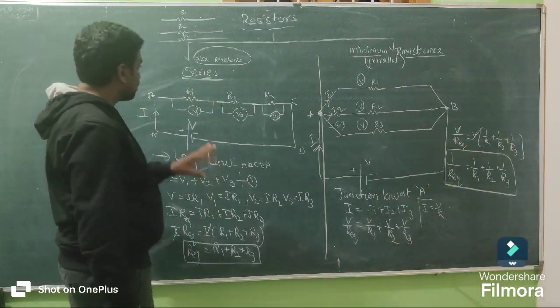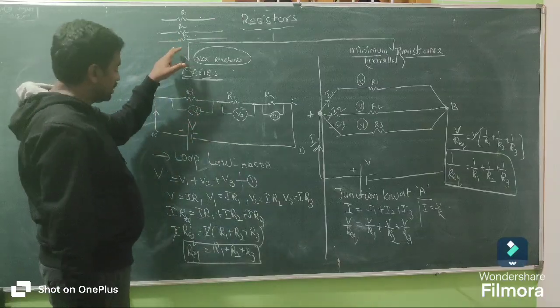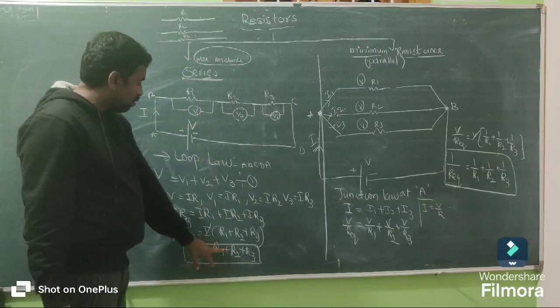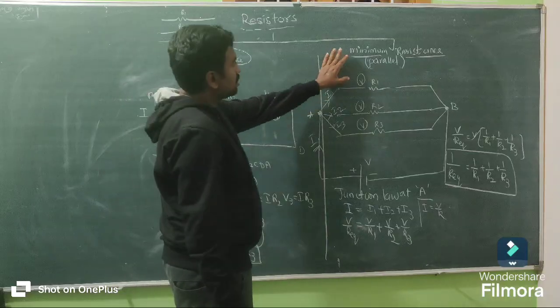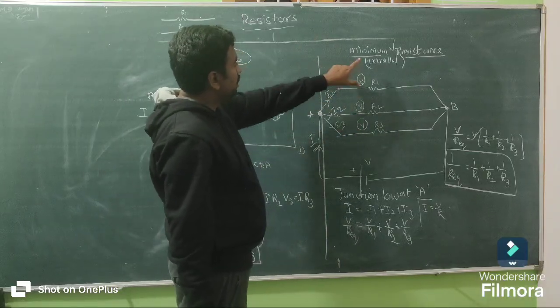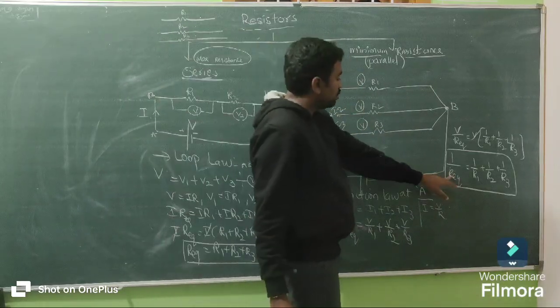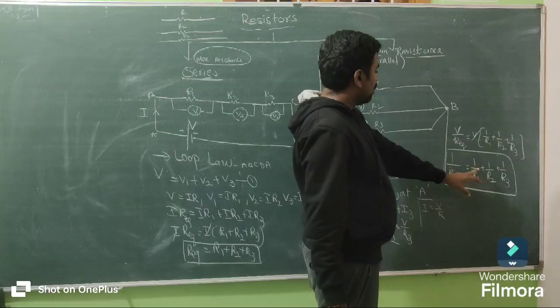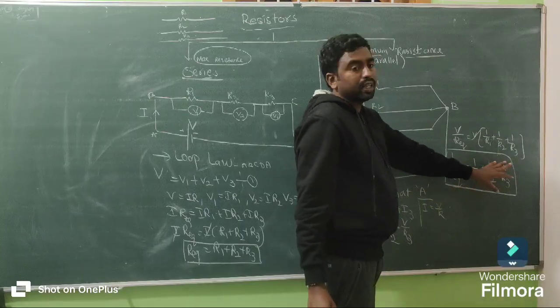So if the given three resistors are connected in series, the total resistance is equal to R1 plus R2 plus R3. If the same three resistors are connected in parallel, you will get minimum resistance. Its value is 1 by R equivalent is equal to 1 by R1 plus 1 by R2 plus 1 by R3.